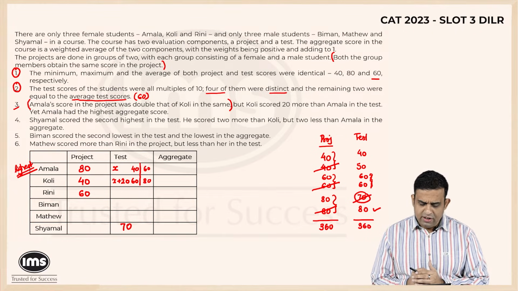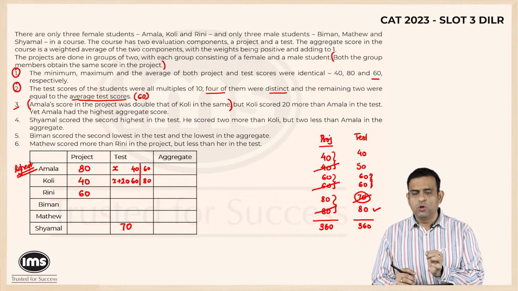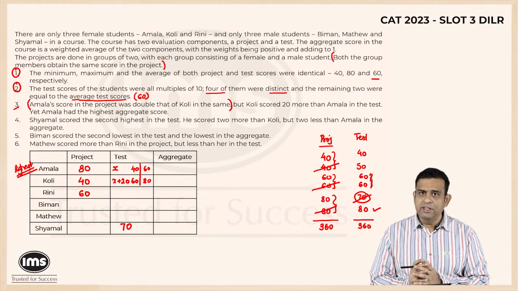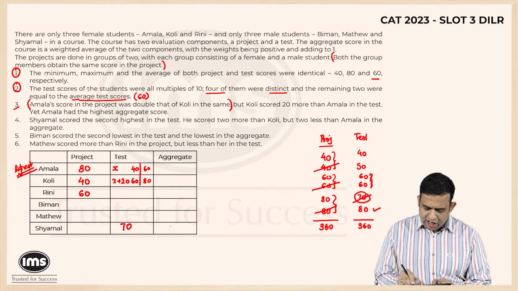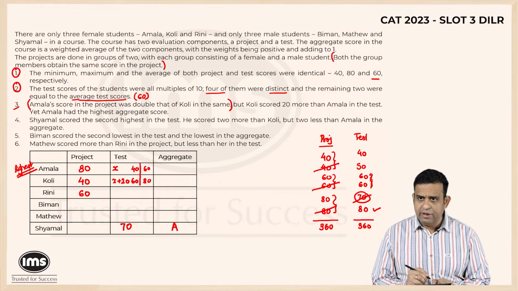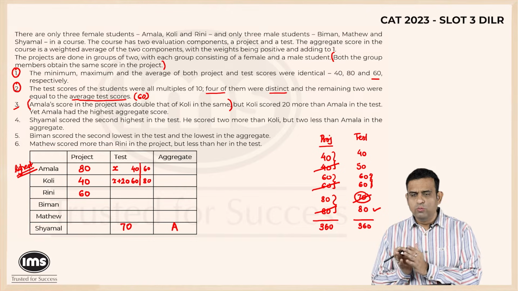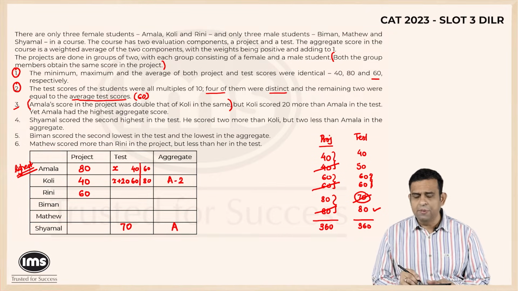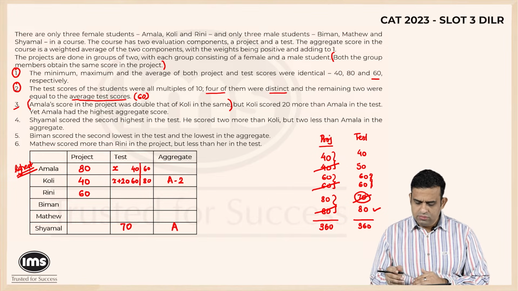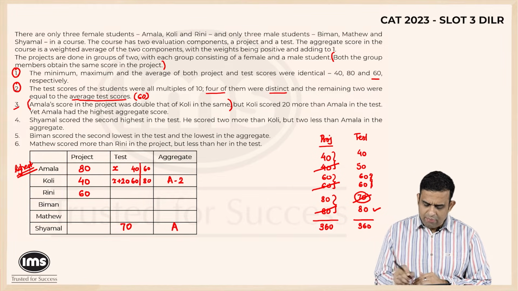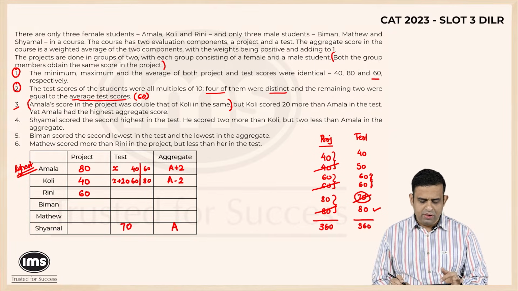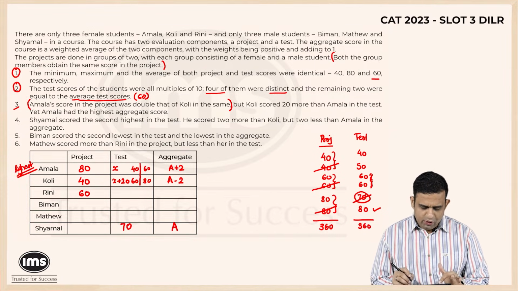Let's go ahead. And they are saying Shamal has scored 2 more than Kohli, but 2 less than Amla in the aggregate. So suppose Shamal's aggregate equals some number A, and he scored 2 more than Kohli, then Kohli must be at A minus 2 aggregate, and 2 less than Amla means Amla is going to be A plus 2 over here. Fair enough.